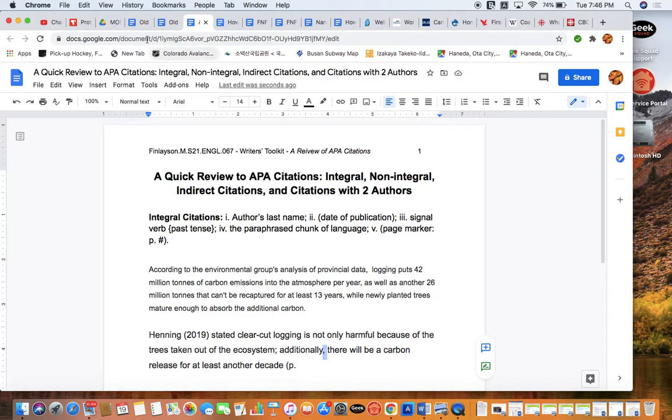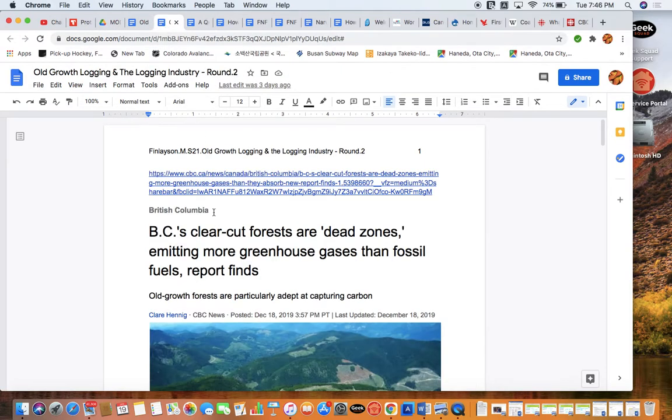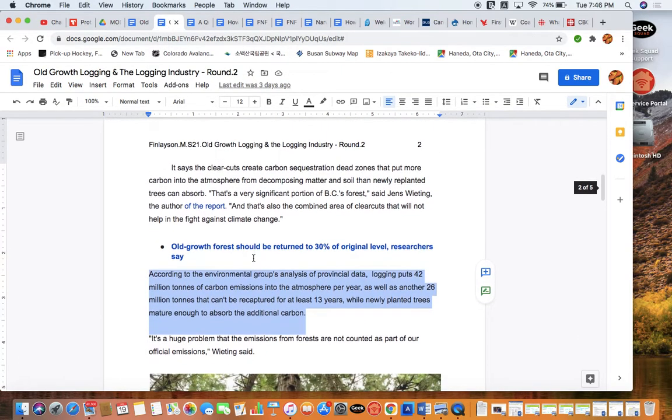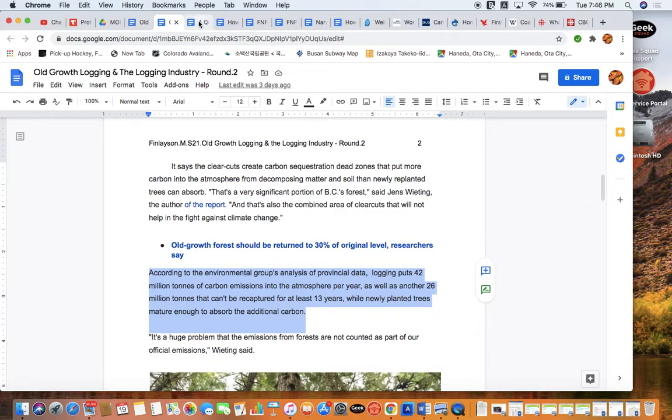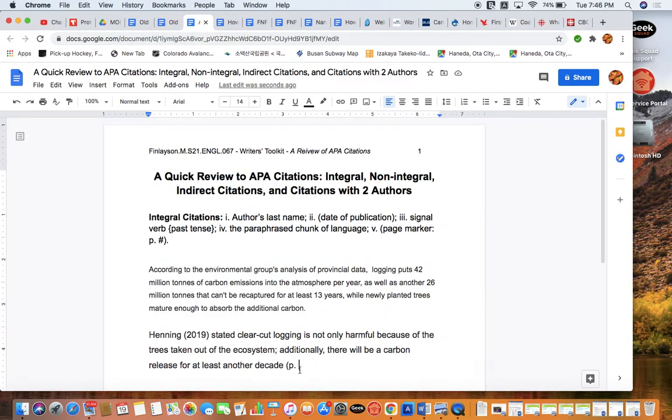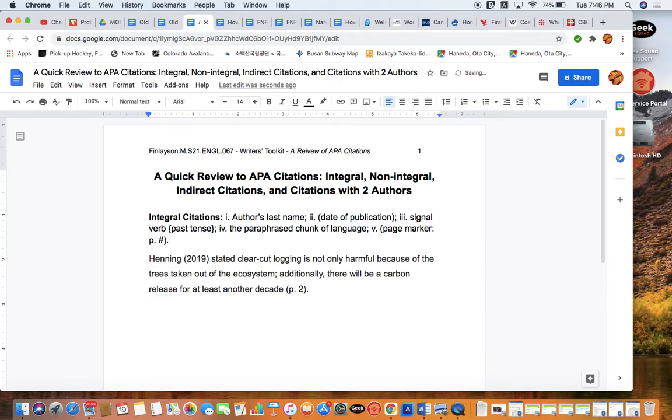Okay, so now we go back to the article. And we're just going to double check where we got that from. Okay, it was on page 2. Good. So then we're going to go here like this. And we are done. So there's an example of an integral citation. So if we go down to the next step, we're going to look at non-integral.